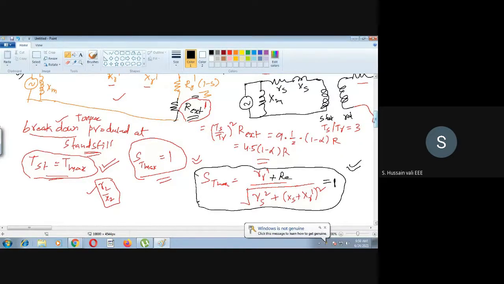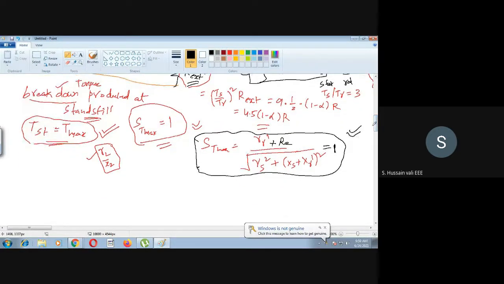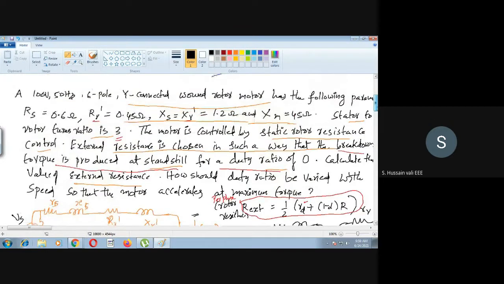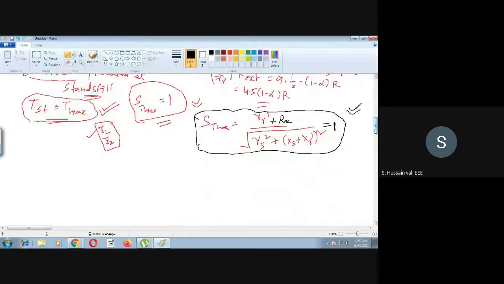Now please see here. From this I think we may get some data regarding this thing. So RR dash, what is the RR dash value here? In the problem he has given RR dash is equal to 0.45. So we'll put 1 is equal to 0.45 plus RE. RE means R external.